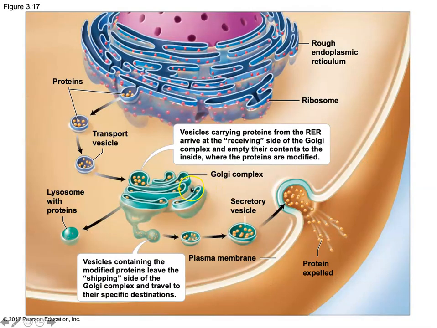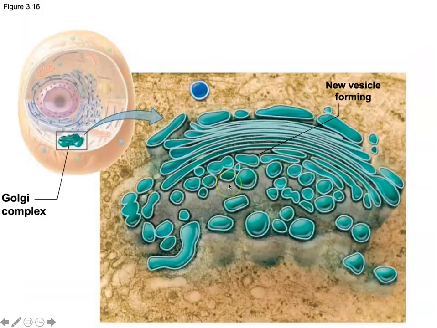Here is our Golgi Complex. It's going to be a series of these flattened saccules. What we're going to start off, we're going to receive vesicles coming off of the rough ER or the smooth ER. They're going to merge with this Golgi complex. They're then going to be processed, packaged, and sent on their way.